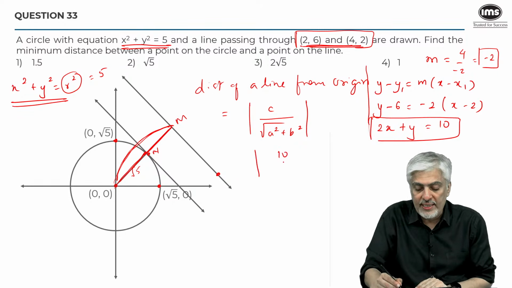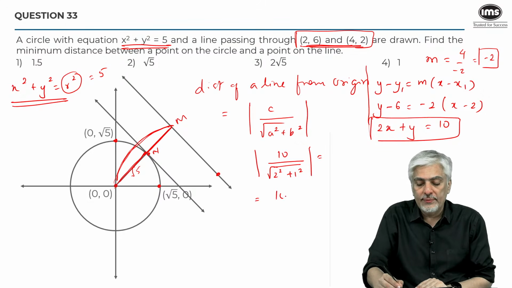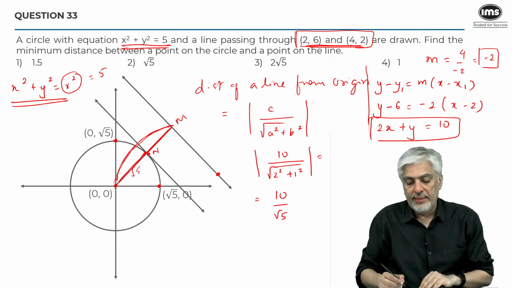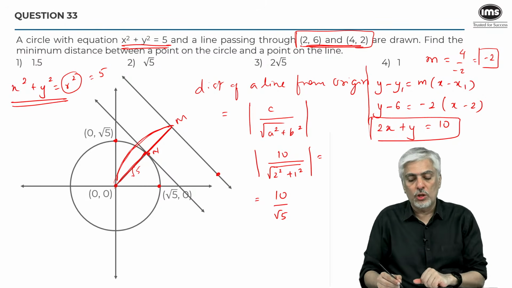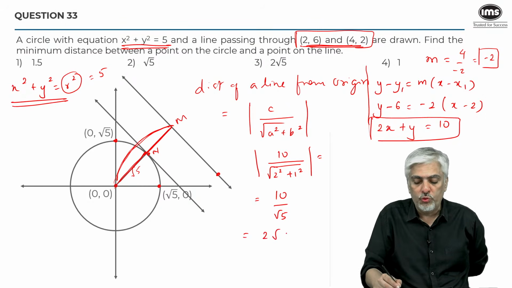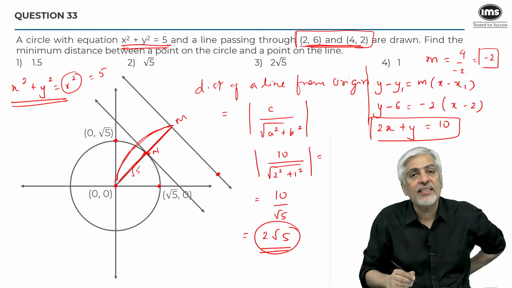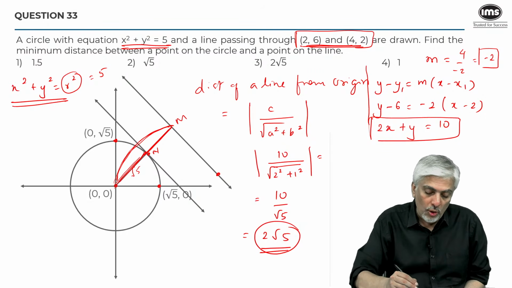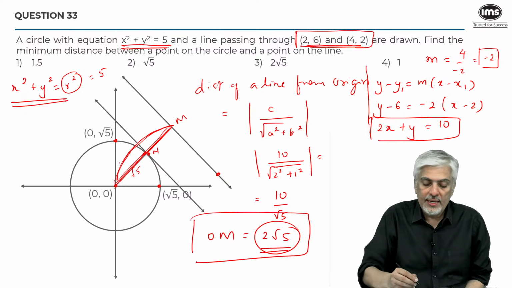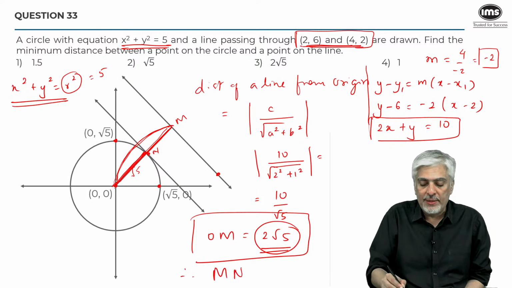So mod of 10 upon root of 2 square plus 1 square. 10 upon root 5. So what will we get? If I rationalize, I'll get 2 root 5. So OM is 2 root 5. And we already knew ON, which was the radius, was 5. And therefore, answer MN is root 5.